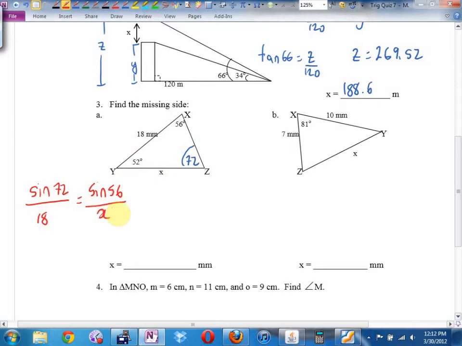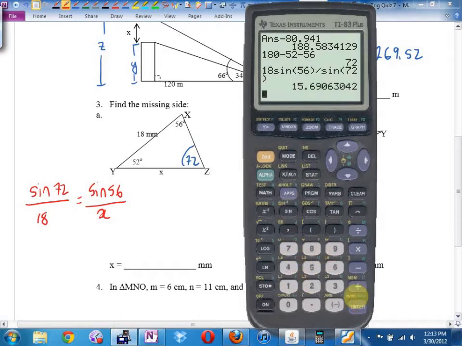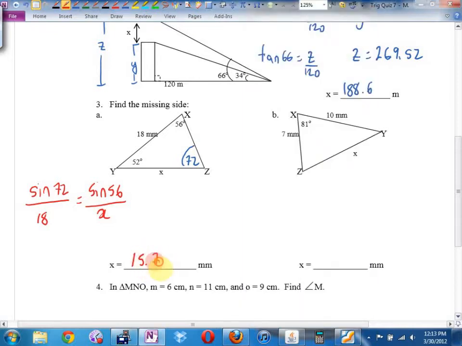I think that's fair game for me to not quite give you a pair on your test, but to give you 2 angles. I think now it's fair game for me to have you automatically know: if I know 2, I know 3. It's going to end up being 18 sine 56 divided by sine 72. You get 15.7? People nodding? B.